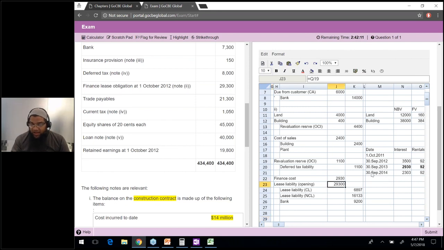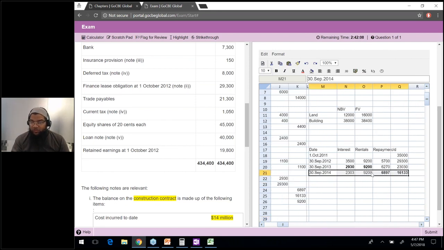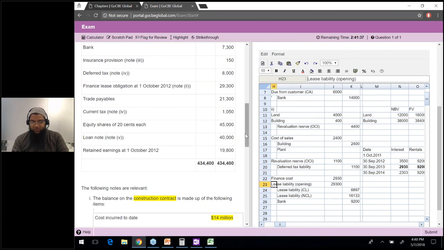There's a question that why I have calculated till 30th September 2014. The reason is that my finance cost is 2930. The rentals that I've paid is 9200, and now my liability is 23060. Out of which 6897 will be paid during the next year. So this should be current liability, and remaining should be the non-current liability. So that is why we need to calculate for one more year. So now we have done the adjustment of lease as well.